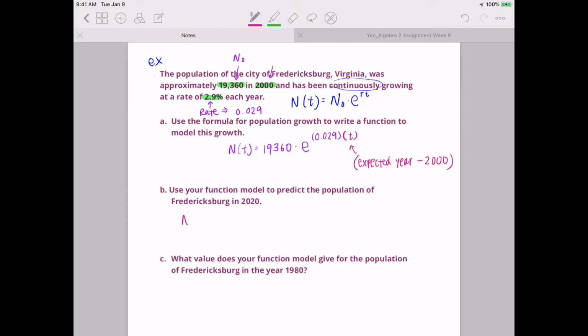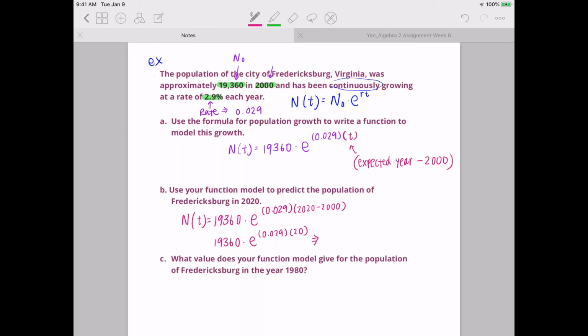Okay, so right here, again, they want 19,360 times e to the 0.029 times 2020 minus 2000. Okay, so this would be e to the 0.029 times 20.